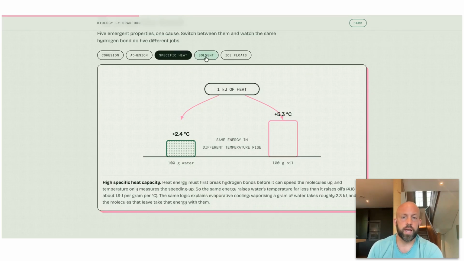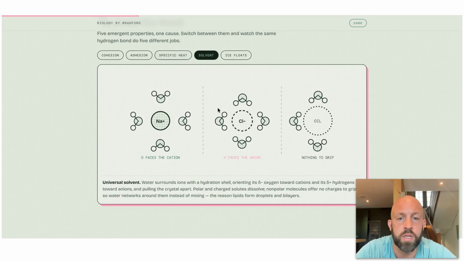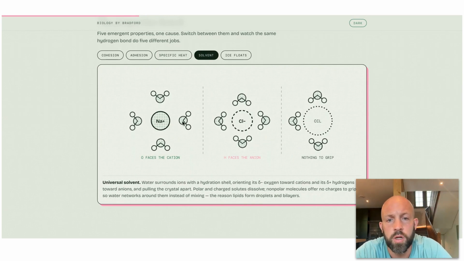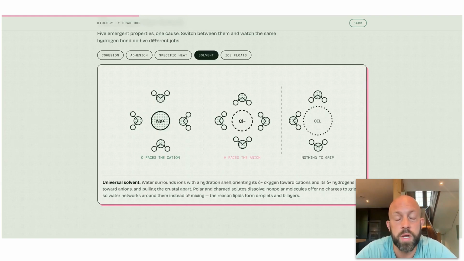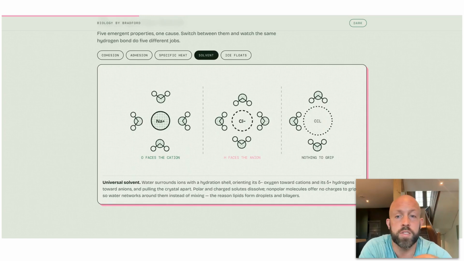And then it has a unique solvent property. So we mentioned ionic bonding before. Sodium chloride is table salt, and it is an ionic bond. Sodium is a metal, and chlorine is a non-metal. So an ionic bond is between a metal and a non-metal. And the reason why they dissolve is because of the polar properties of water.